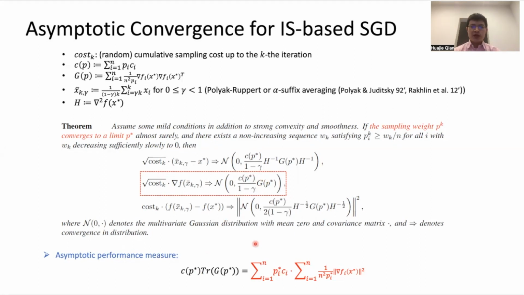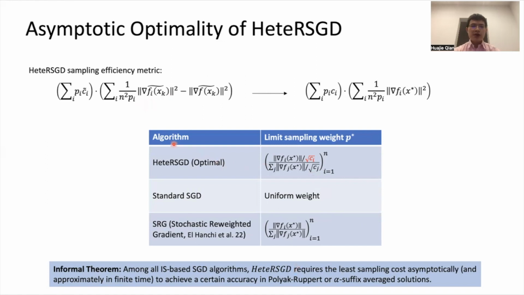To do so, let's see what this covariance is. If we take a trace operator on the G function, then this left-hand side effectively measures the L2 norm of the gradient error. We can show that this error is equal to this formula on the right-hand side in red. And so if you look at this red part closely, you will see that it matches our previous sampling efficiency metric. And remember that our method works by minimizing this metric to find the sampling weights. Therefore, our method effectively minimizes the asymptotic error in this central limit theorem. Okay. So therefore, our HeteRSGD will produce the optimal sampling weight asymptotically, and other SGD variants will produce suboptimal weights. For example, the standard SGD and also SRG, which is another SGD variant that uses importance sampling, but only considers gradient variance.